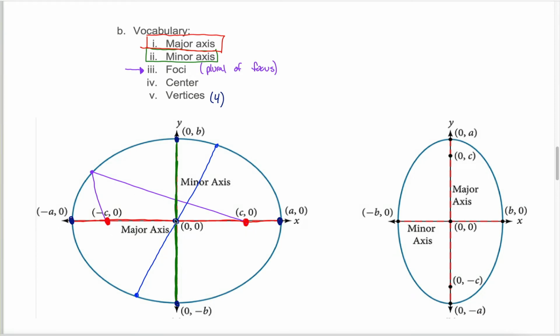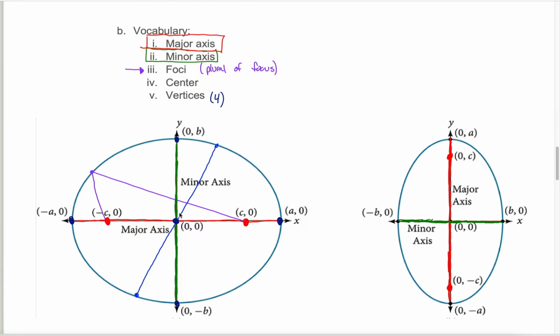So in this picture, we see the foci right here at negative c, 0 and positive c, 0 respectively, along the major axis. But in this picture, where our major axis travels vertically, the 2 foci no longer have a y-coordinate of 0, but instead have an x-coordinate of 0, as they lie up here at 0, c and down here at 0, negative c. The standard is to use the letter a to represent half the length of the major axis and the letter b to represent half the length of the minor axis.